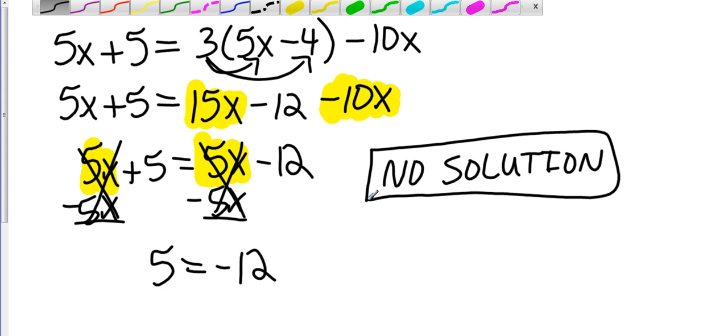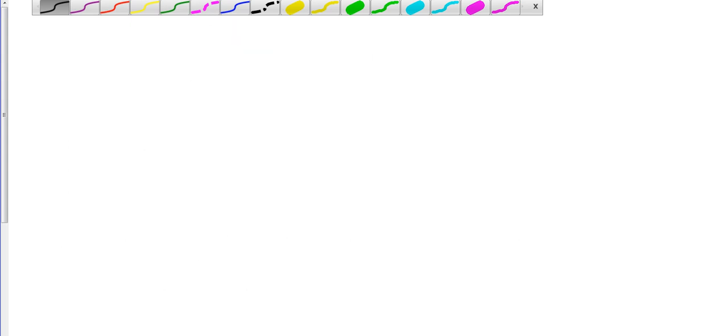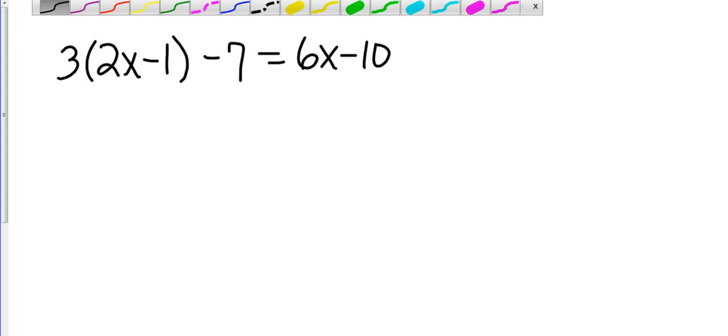And so on the other hand, I want to do another example, which is going to come out just a little bit differently. Let's go with 3 times 2x minus 1, let's set that equal to, actually I need a minus 7 in there. Okay, I went ahead and put the whole thing up there to make that a little bit easier. Let's do our distributive property. We are going to take 3 times 2x, which is going to give us 6x, and 3 times negative 1, which is going to give us negative 3.